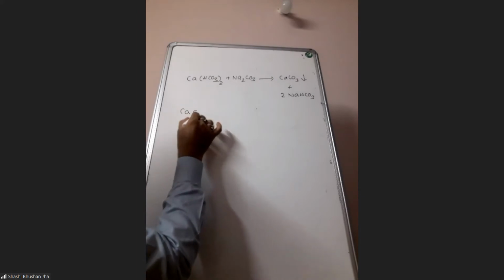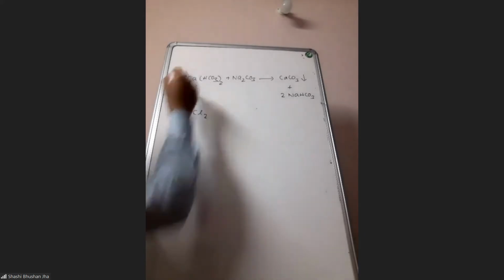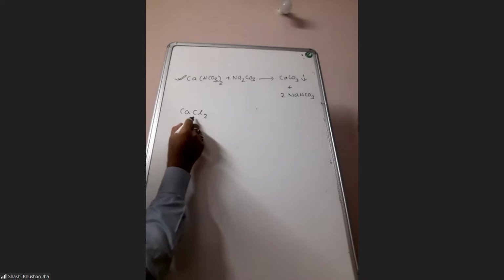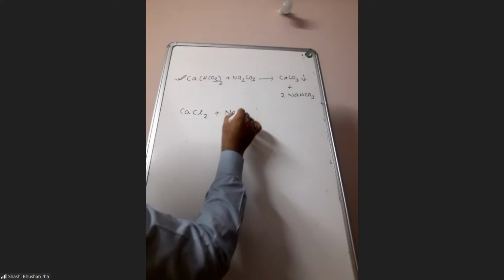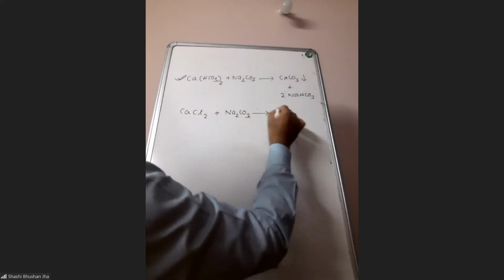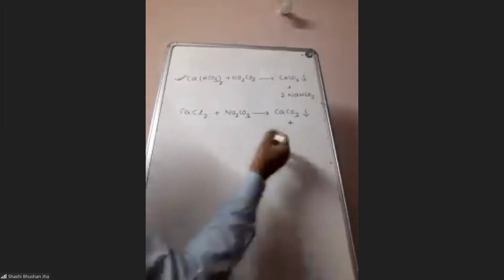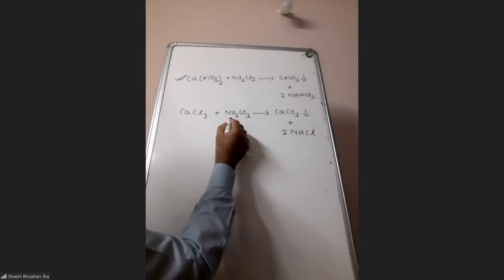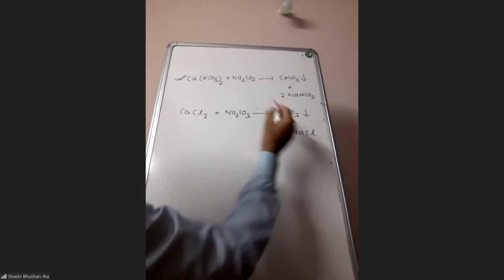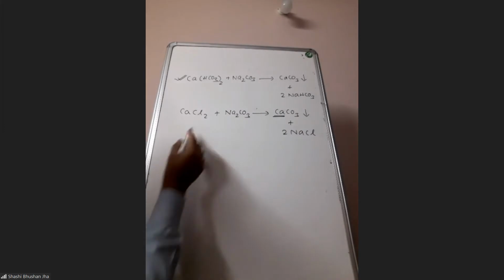If you have calcium chloride, this calcium bicarbonate causes temporary hardness. Calcium chloride causes permanent hardness. If you add sodium carbonate here, then this will react to give calcium carbonate, which will be precipitated, and another thing will be NaCl, which will be soluble. So again, by adding sodium carbonate, you can remove calcium ion from the hard water. If you are able to remove calcium ion, this hardness will be removed.